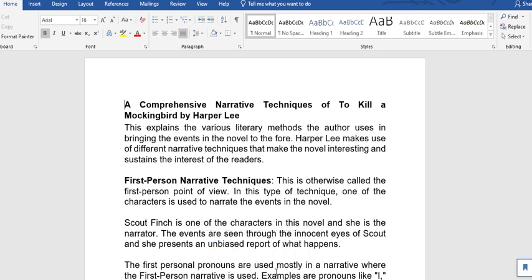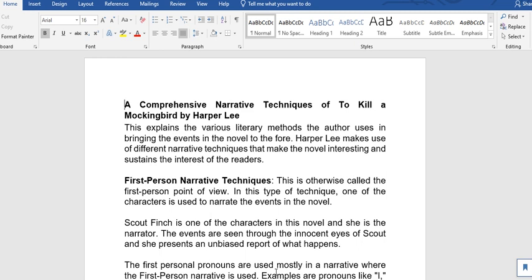This is a comprehensive look at the narrative techniques of To Kill a Mockingbird by Harper Lee. That is, the different narrative techniques used by the author in this novel. This explains the various literary methods the author uses in bringing the events in the novel to the fore. Harper Lee makes use of different narrative techniques that make the novel interesting and sustain the interest of the readers. What we are saying here is that the author has made use of different narrative techniques in narrating the story of the novel.